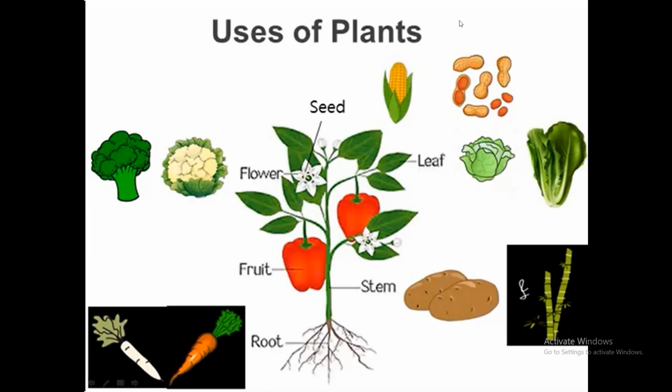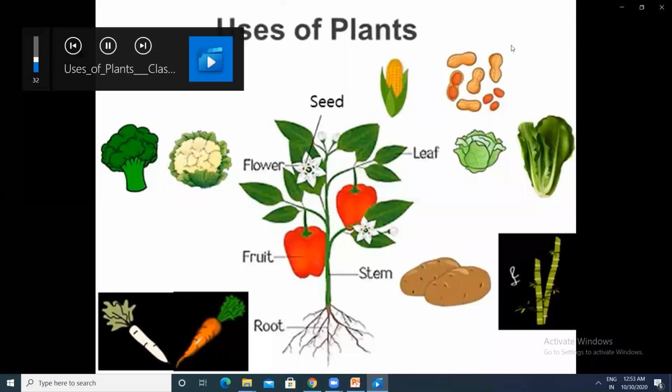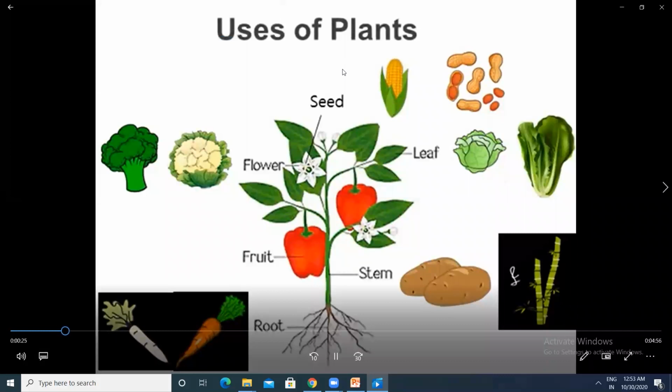Okay, so children, here are the uses of plants. As we know, there are different parts of the plant, and we eat each part of the plant. For example, from root we get radish and carrot. From the stem we get potato and sugarcane. From leaf we get cabbage and lettuce. From flower we get cauliflower and broccoli. From seed we get corn and groundnut.